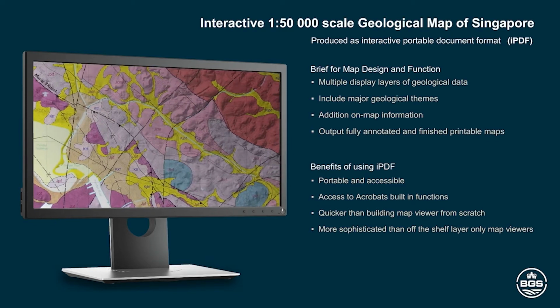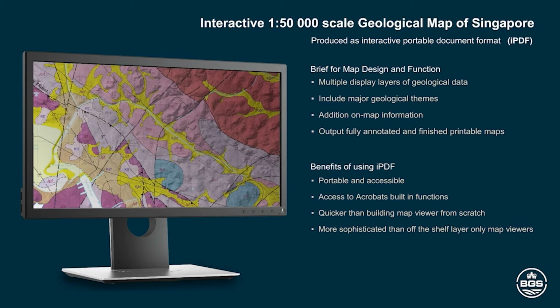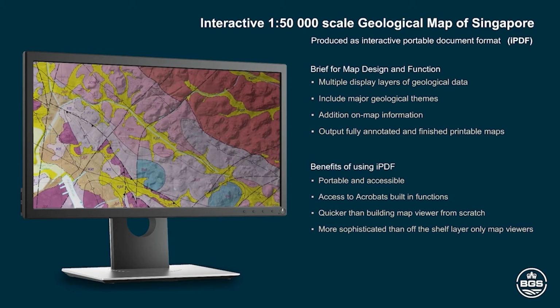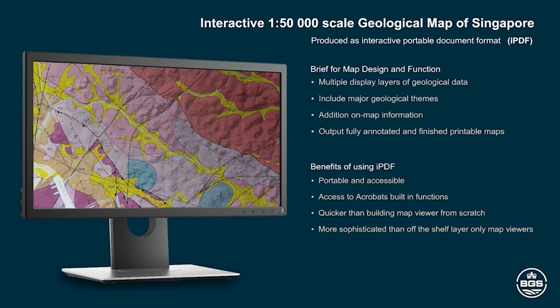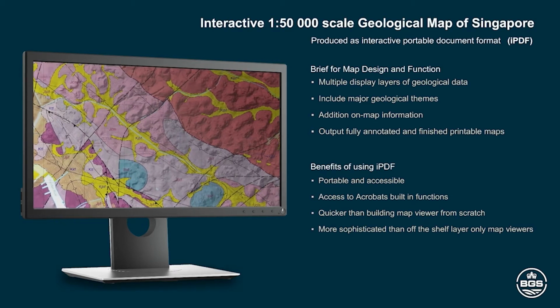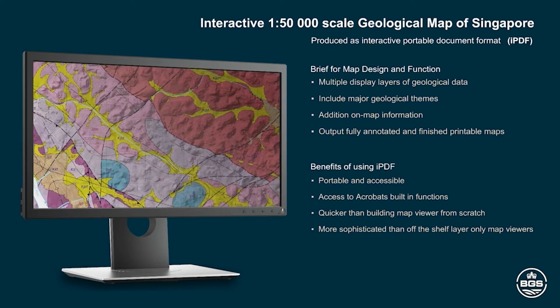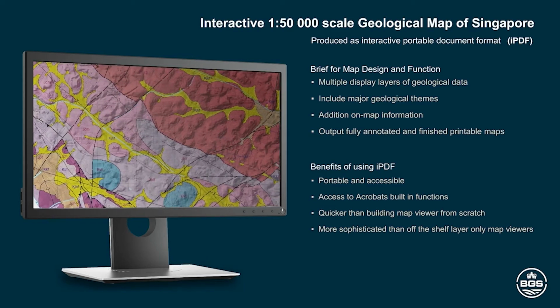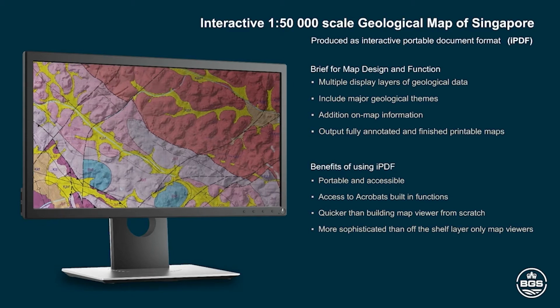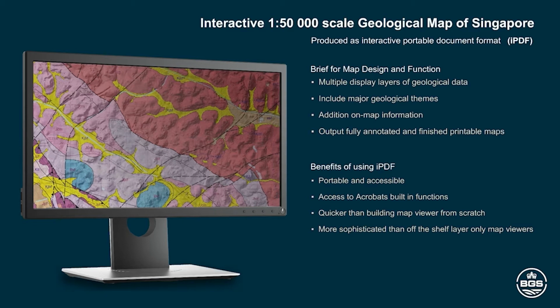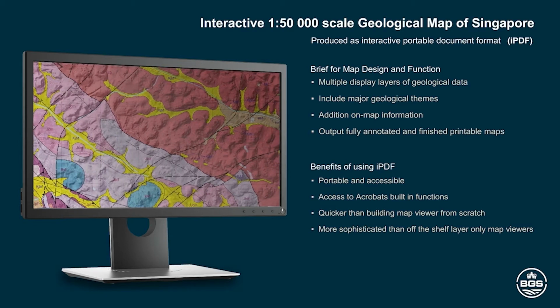There are some off-the-shelf map viewers, but generally these can only handle a limited number of non-conflicting layers of information. You could build a map viewer from scratch, but that would take a lot of effort and time to do. PDF allows for a certain amount of customization. It's compact and accessible. There's a free viewer available. Most people already have this installed and know how to use it.